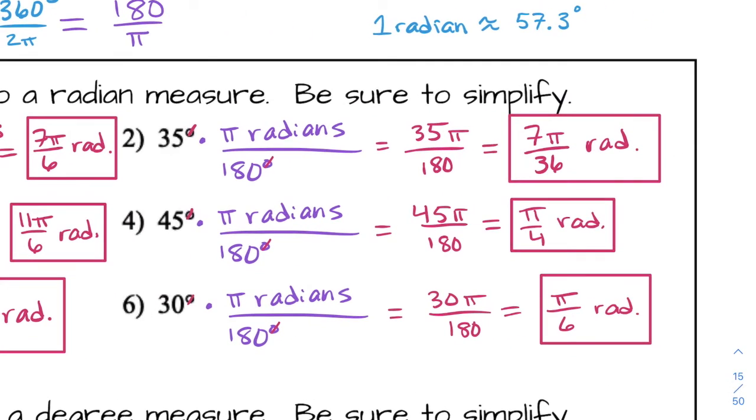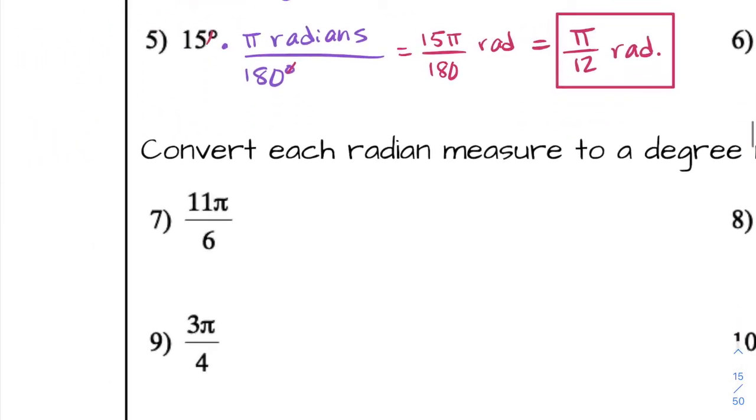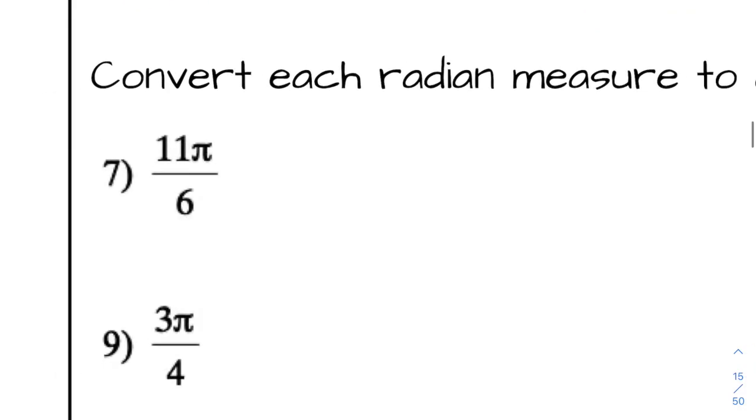Okay. Now, what we're going to do is go in reverse order. We are actually going to convert each radian measure to a degree measure. So now we're going to do radians to degrees. What we're going to want to do is put degrees in the numerator. So I'm going to do 180 degrees in the numerator and pi radians in the denominator.